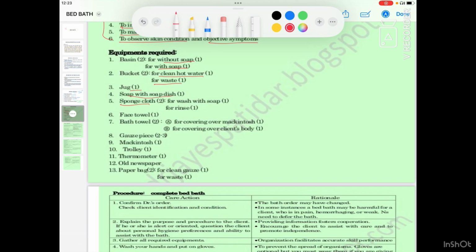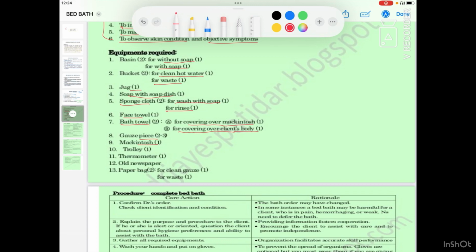Sponge bath cloth for wash with the soap for rinse. And face towel one. Bath towel two for covering our client's body. Gauze is two to three. Macintosh, I hope you guys know what a Macintosh is.